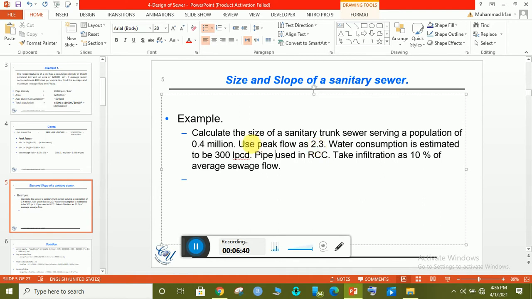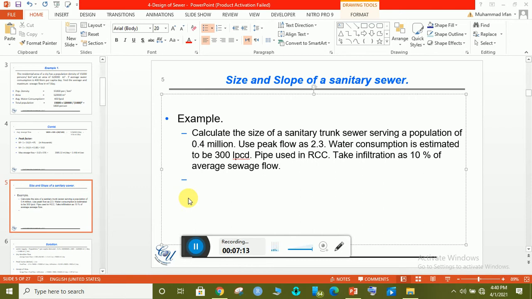Calculate the sanitary sewer for this many people. Water consumption is also estimated. This is the trunk sewer whose serving population is 0.4 million. For 0.4 million people, a sewer system is already designed, and we want the diameter of that trunk sewer. The peak factor is 2.3.